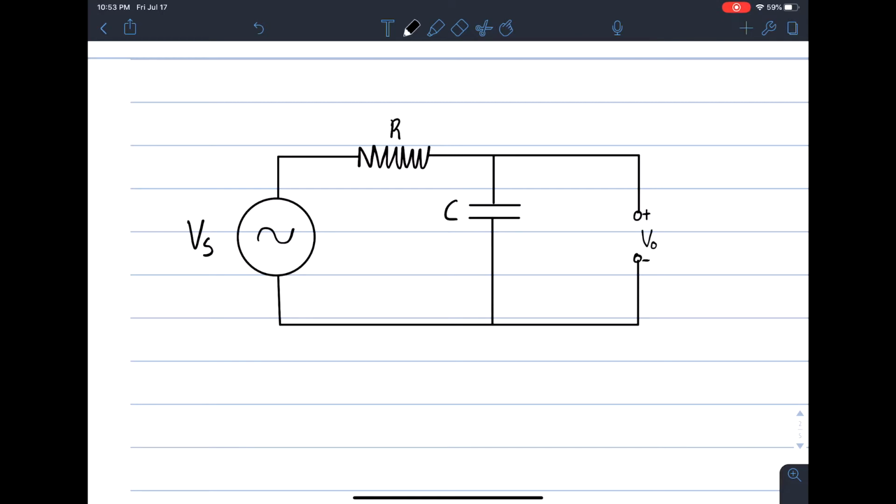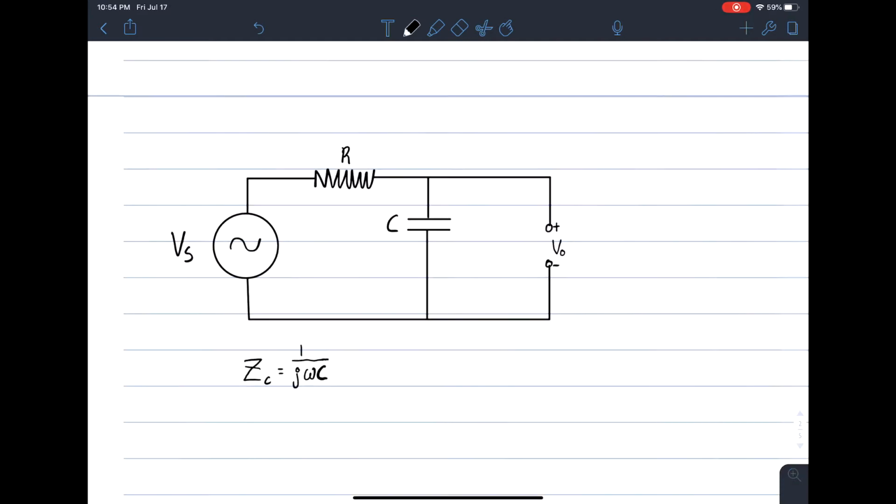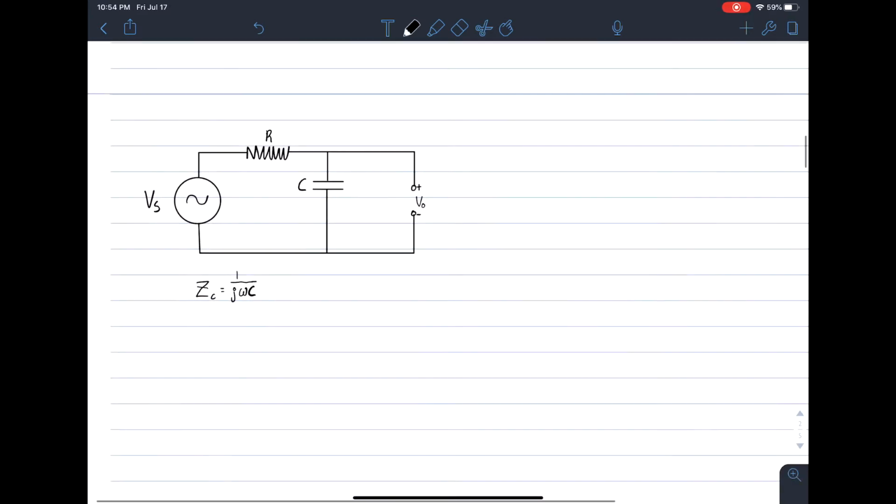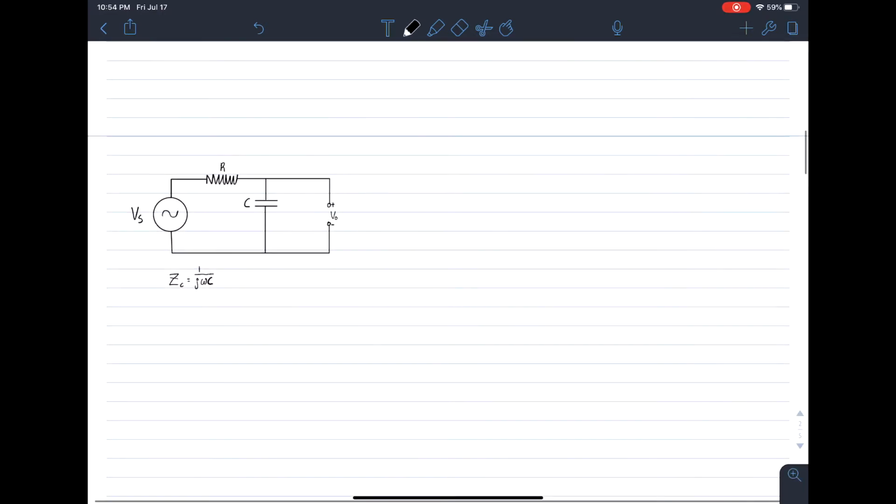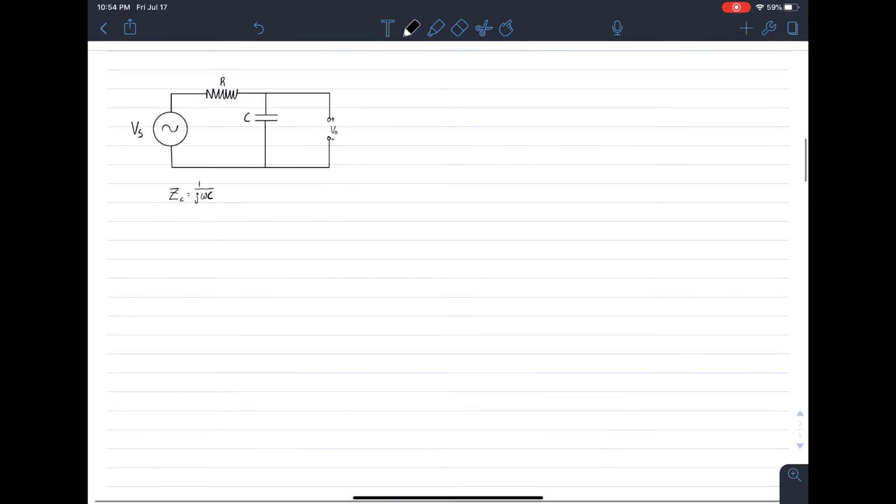What we have here on this diagram is a voltage source in series with a resistor and a capacitor, and the voltage is being read across the capacitor. Now if we want to know the voltage across that capacitor, we first need to consider the impedance of the capacitor, which we all know is 1 divided by j omega C, where j is the imaginary number, omega is the angular frequency of the voltage source, and C is the capacitance of the capacitor.